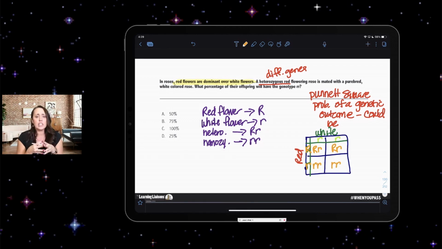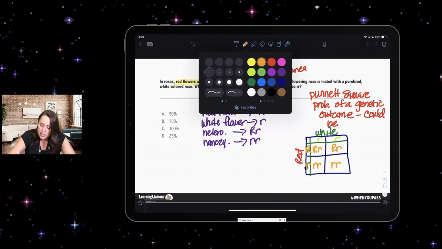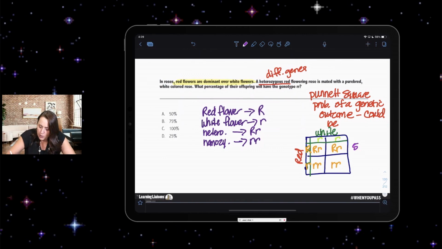So what is the likelihood that you're going to get the heterozygous red? You've got a 50% chance that you're going to get a big R, little r. So 50% chance, big R, little r. In the little r column, and that's actually what the answer is looking for in the question sim, what is the percent chance I will get the homozygous white flower, little r, little r? Guess what? I have 50% chance of that one as well.